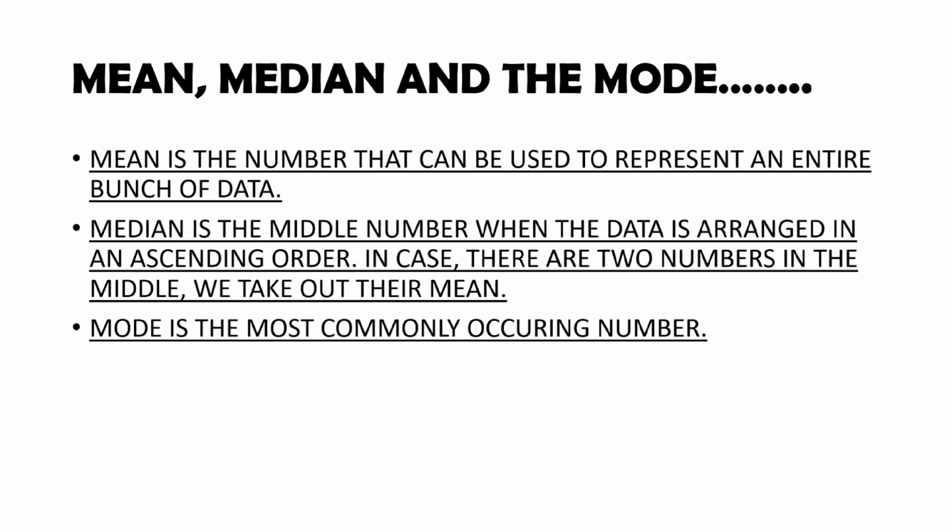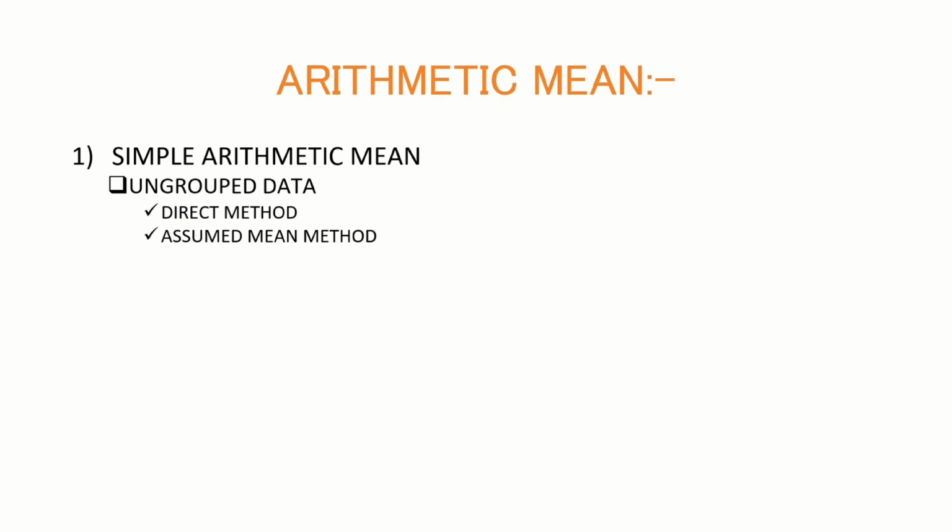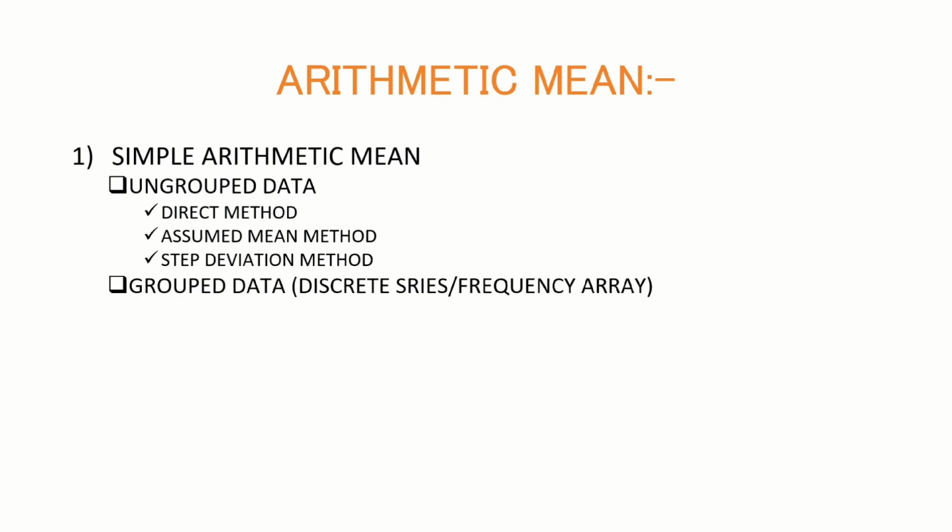Right, so mean is a number that can be used to represent an entire bunch of data. Median is the middle number when the data is arranged in ascending order. In case there are two numbers in the middle, we take out their mean, and that is the median. Mode is the most commonly occurring number. Righto. So first, let's see the concepts in the arithmetic mean. Now, don't forget that there's arithmetic mean, geometric mean, and harmonic mean, but this time we'll only learn arithmetic mean.